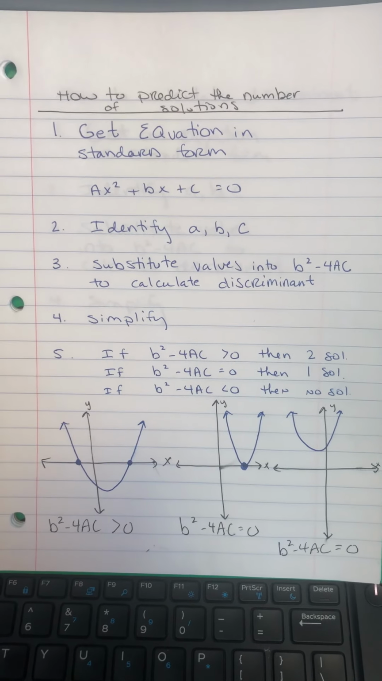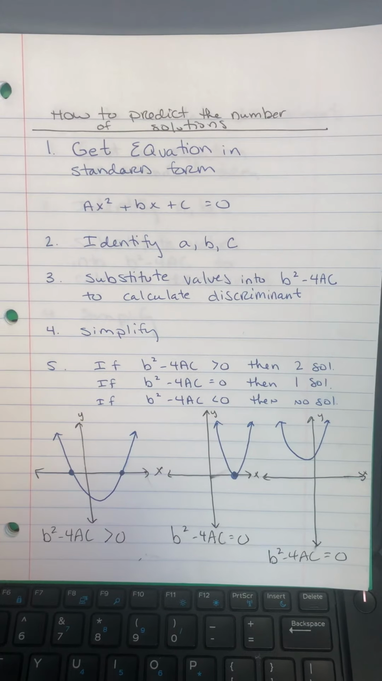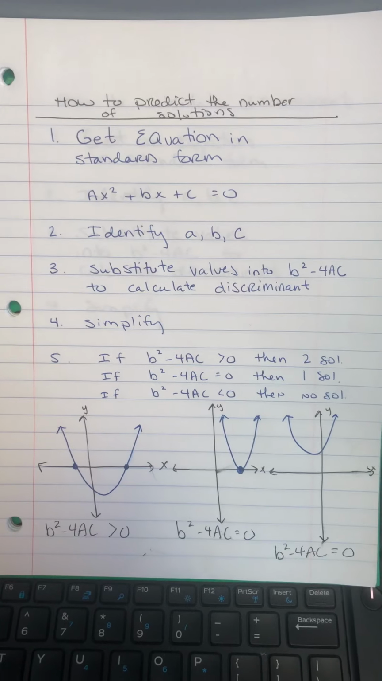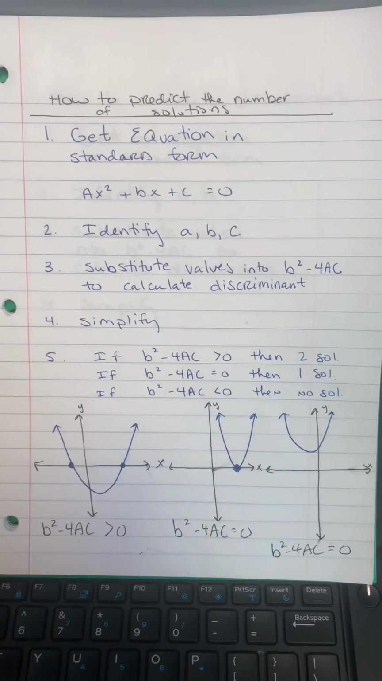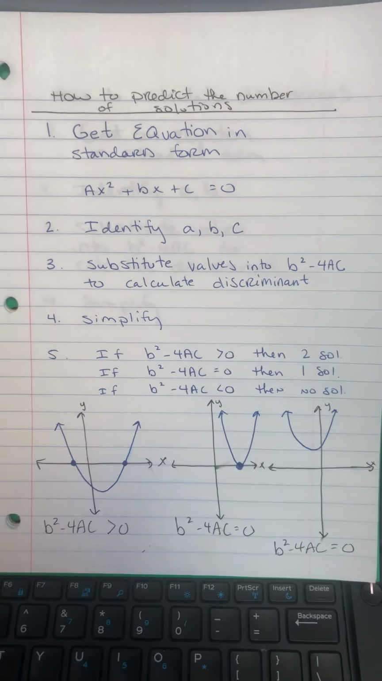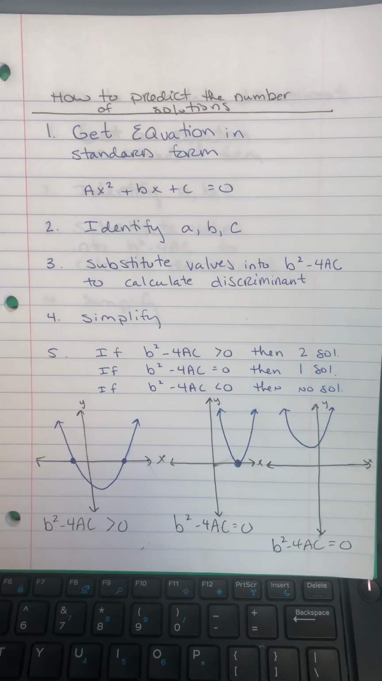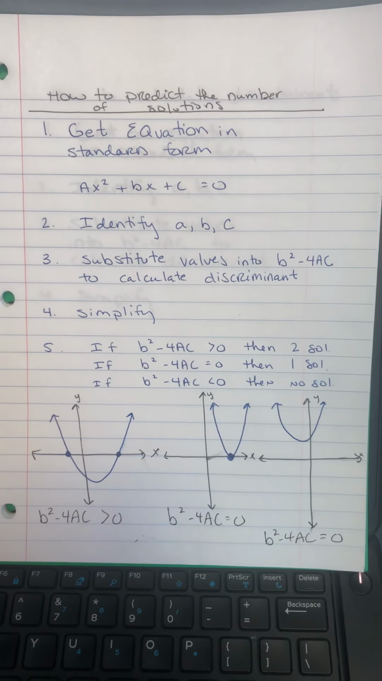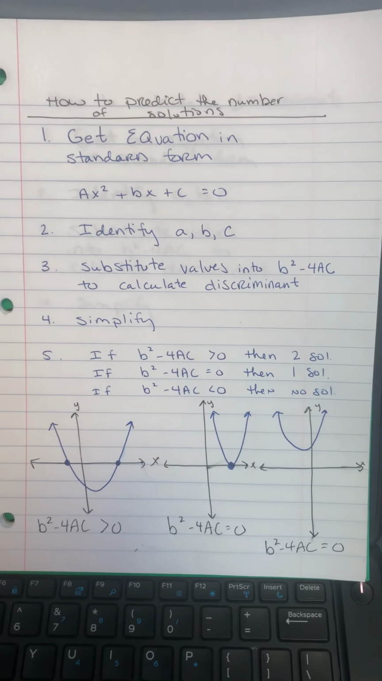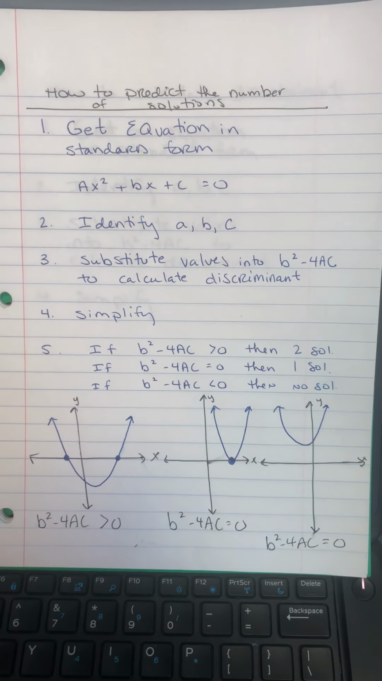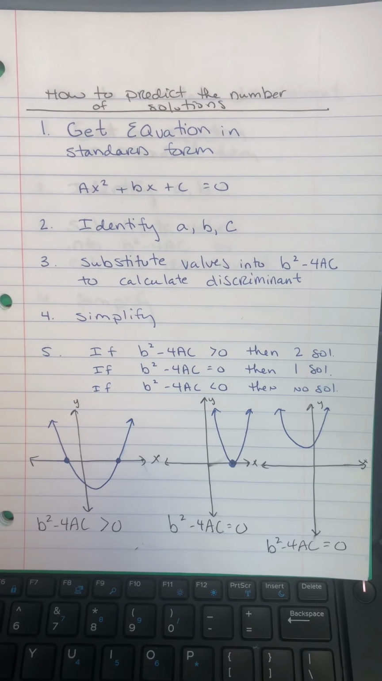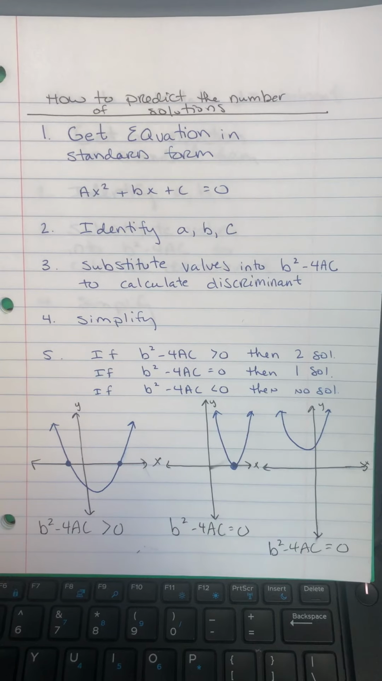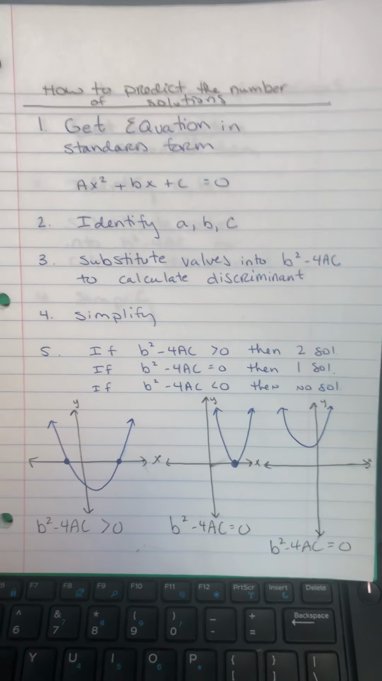Here's how. Step 1. You need to make sure your equation is in standard form. That may already be done when you start the problem, or may need to be done through manipulation by yourself. Step 2. Identify a, b, and c from that quadratic equation. Step 3. Substitute those values for a, b, and c into the b squared minus 4ac, and that will allow you to calculate the discriminant. Step 4. Simplify. Get to a numeric answer.